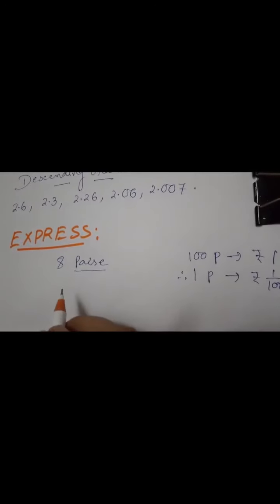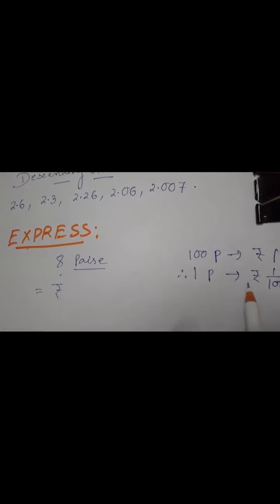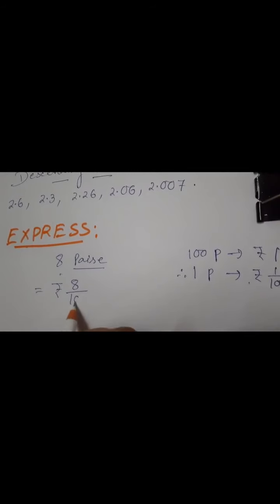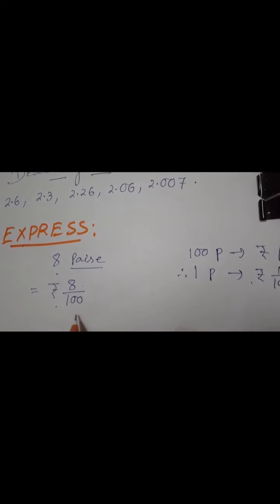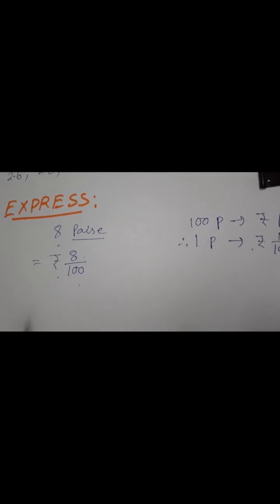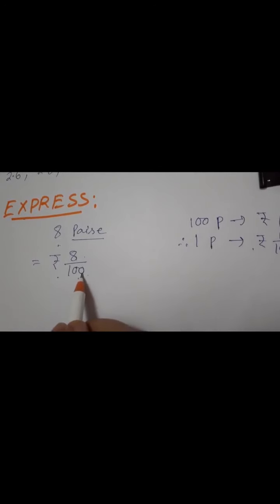So here, students, you can see 8 paisa is there. I can write this 8 paisa in rupees by using the same process. That means we are converting paisa into rupees by dividing it by 100. So it comes to rupees 8 by 100. Now you know how to convert a fraction into a decimal. Basically you have to divide 8 by 100, but we will use the shortest process because 100 is there.